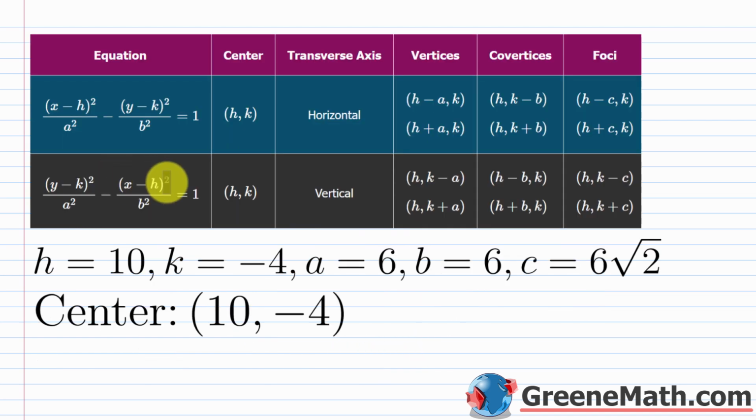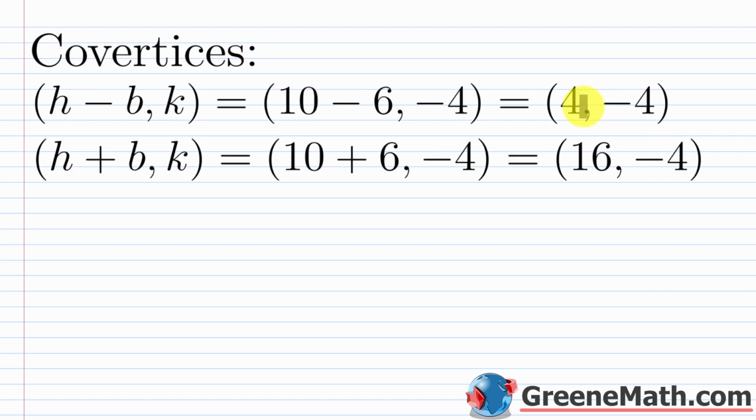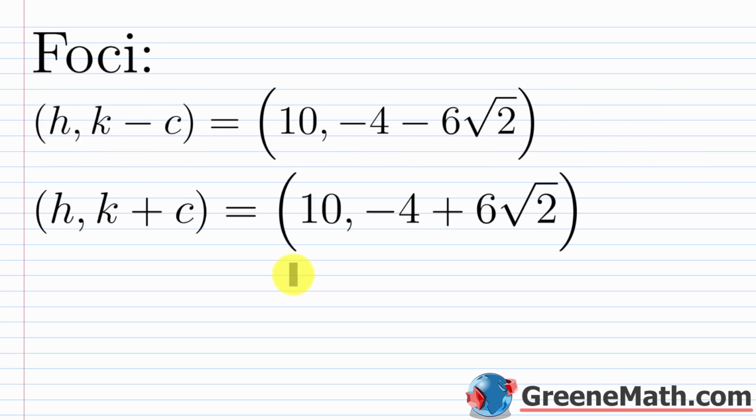So we're going to be using this second row right here for the formulas. Again, h is 10, k is negative 4. So the center is h comma k, so 10 comma negative 4. And just plug into the formulas. Again, I did that to make it a little bit quicker for us. So we have 10 comma negative 10 and 10 comma 2 for the vertices. We have 4 comma negative 4 and 16 comma negative 4 for the covertices. The foci, you can have 10 comma negative 4 minus 6 times the square root of 2, and then 10 comma negative 4 plus 6 times the square root of 2.